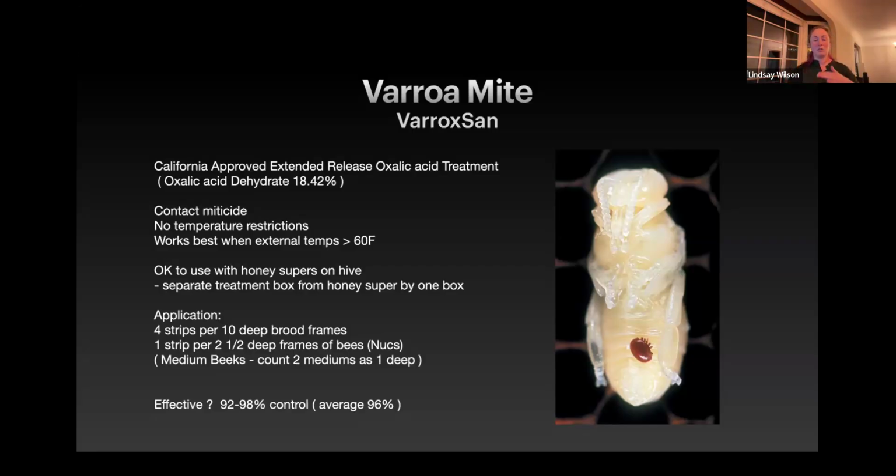But with this, you want to separate the box that you're treating with the strips by one empty box or super that you're not going to be collecting honey from, and then your honey super that you want to harvest for human consumption. And it's just because we want to keep sponge pieces, cardboard pieces, or oxalic acid away a little bit from what you're going to consume.